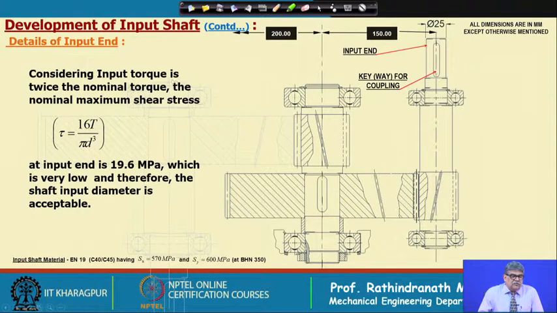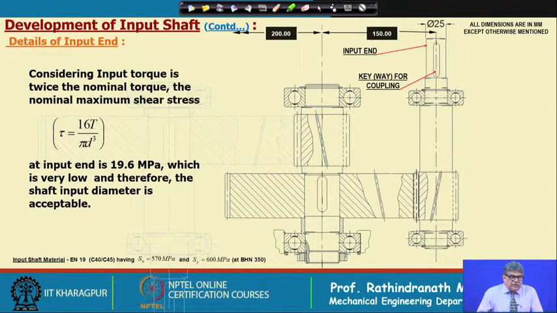Now, considering the input torque is twice the nominal torque we have already considered for gear design, the nominal maximum shear stress can be derived using this formula: tau equals shear stress, tau equals 16 times torque divided by pi into diameter to the power cube.